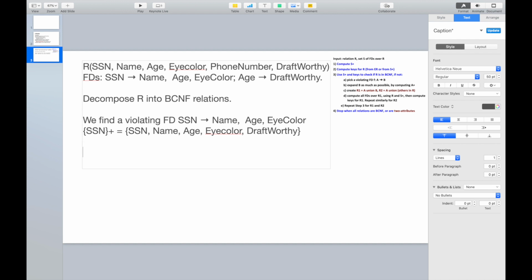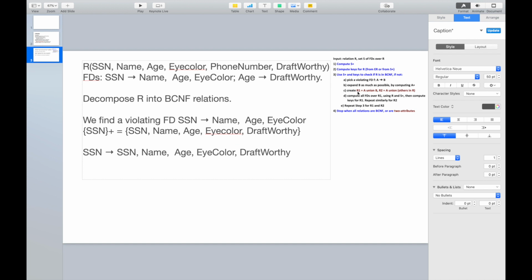So by expanding this B part, we can have a new FD, which equals SSN implies SSN, name, age, eye color, as well as trustworthy. We expand this B part by including more attributes inside it.